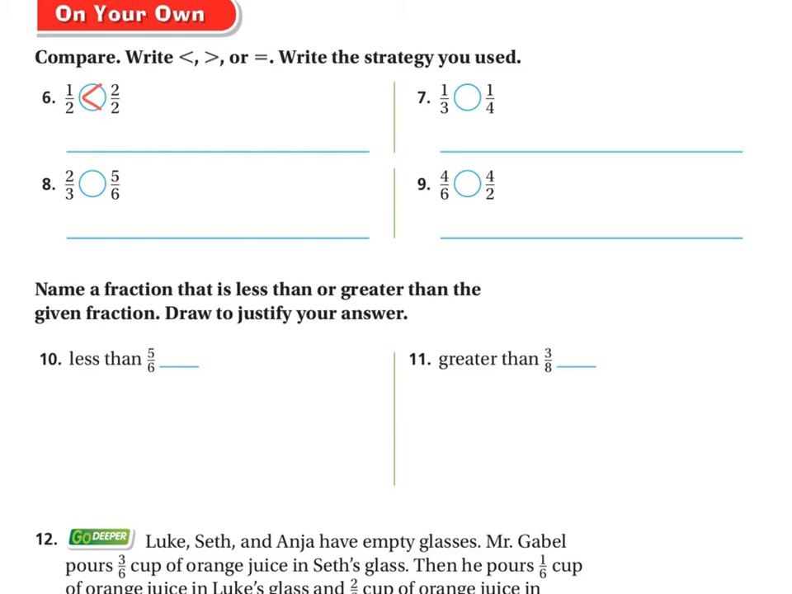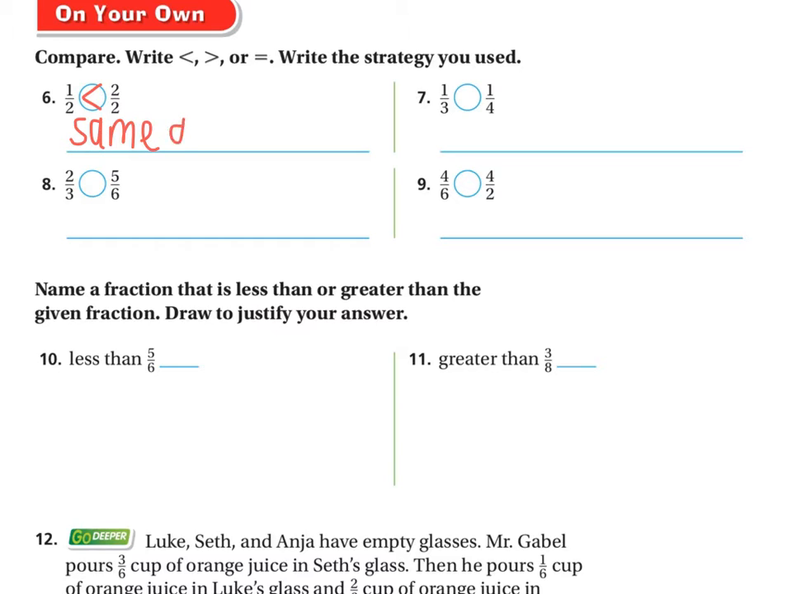Okay, number 6, you should have the less than sign. 1/2 is less than 2/2. The most obvious strategy that you could have used was the same denominator strategy. We see 2's in the denominator. So remember, when the denominators are the same, you look up at the numerator. The greater the numerator, the greater the fraction. So for me, that's the strategy I would have used, same denominator.